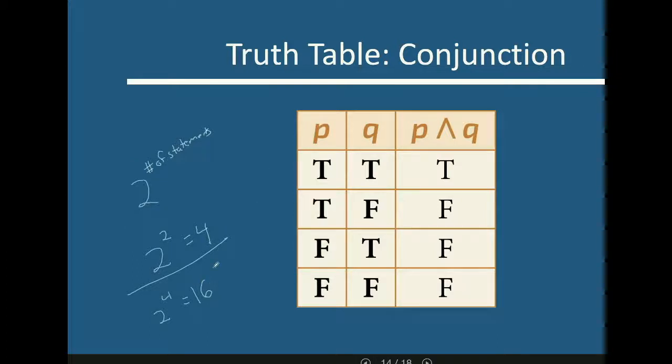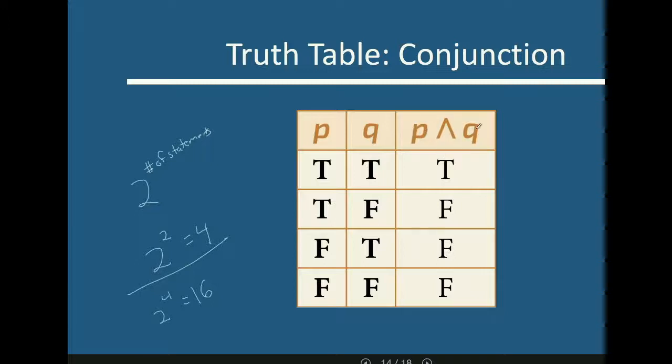Another thing you can do is list all possibilities. If we have 2 statements, we could have both of them being true. We could have the first one true and the second one false. We could have the first statement false and the second statement true. Or both statements could be false. Let's think through this. If both statements are true, then P and Q is true. And means both have to be true. If both aren't true, P and Q is not true.